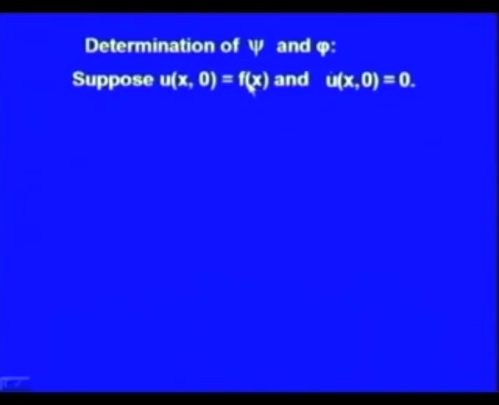Now, let us find the values of the arbitrary functions psi and phi. Let us assume that u x 0 is equal to f x and delta u over delta t at t equal to 0 is 0. So, initially the string is released from rest, and its shape is initially given by the function f x.